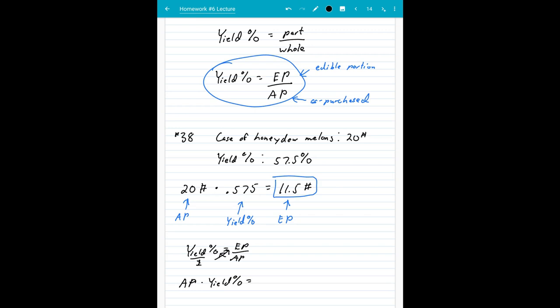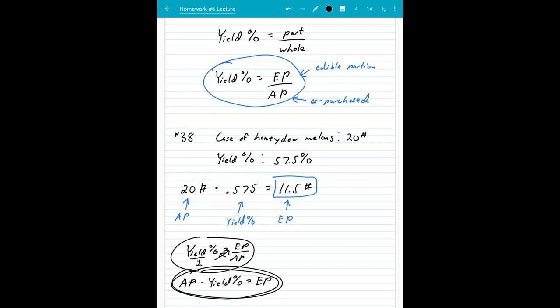Equals the one that's down here times the EP, that just makes EP. So this equation right here is the same thing as this equation. They're just changed up algebraically. So we use this one to just figure out what we have left over for our edible portion. So that's what yield percentage is.